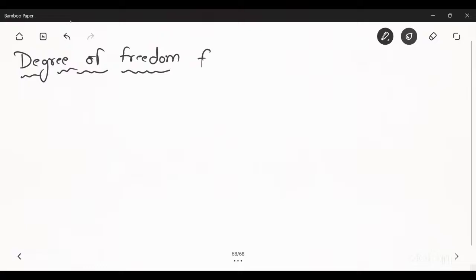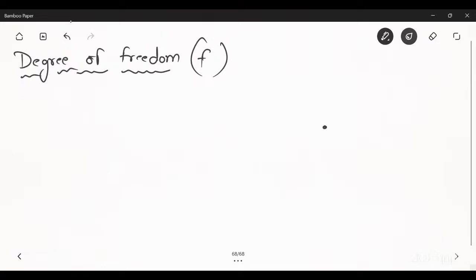Now next topic is degree of freedom. It is denoted by f. Degree of freedom is the number of possible ways in which a particle can move. The number of possible ways in which a particle can move is known as the degree of freedom. Degree of freedom is determined by the number of independent terms that come in the equation of kinetic energy.